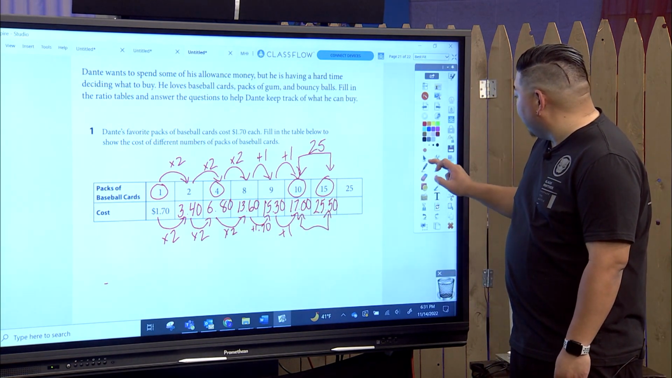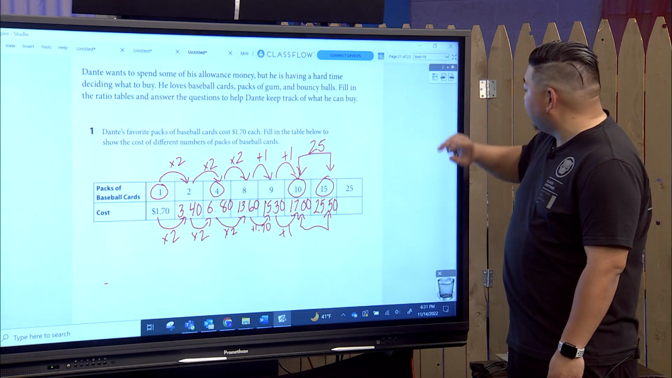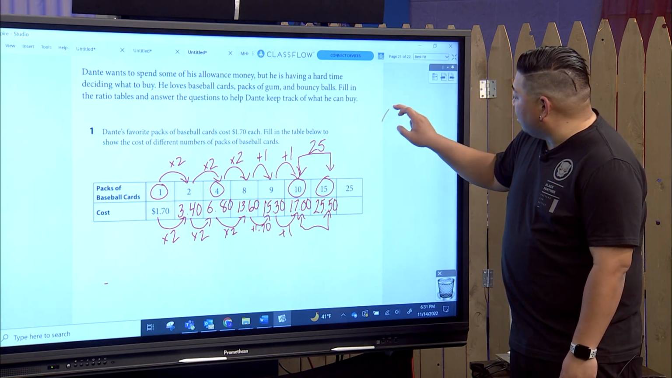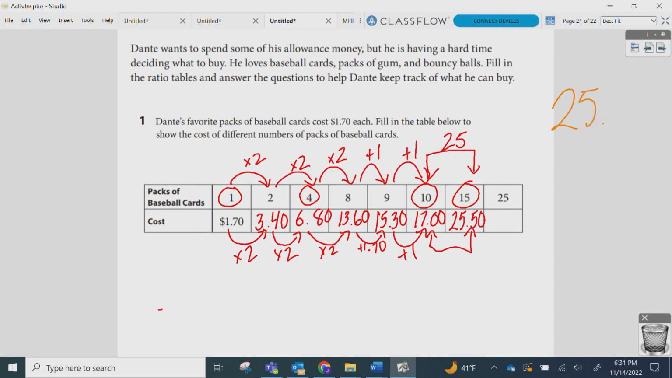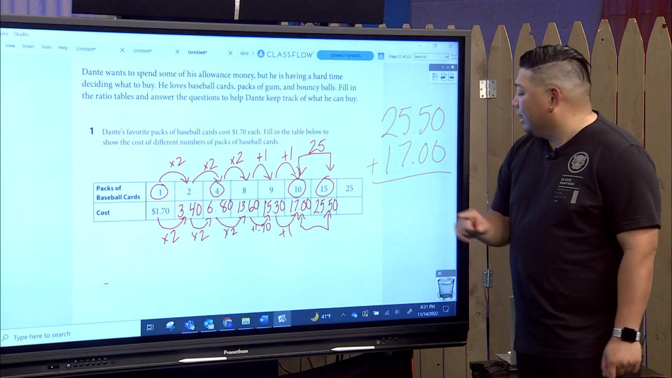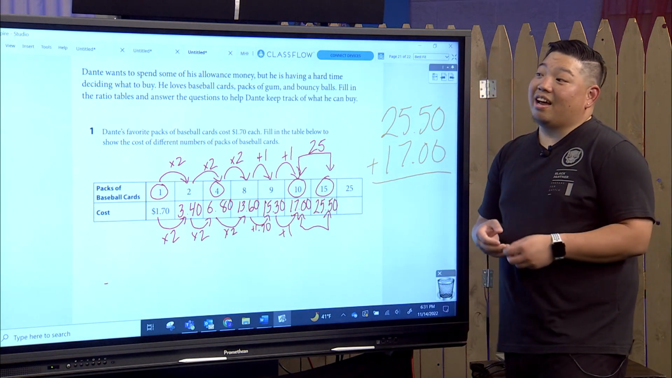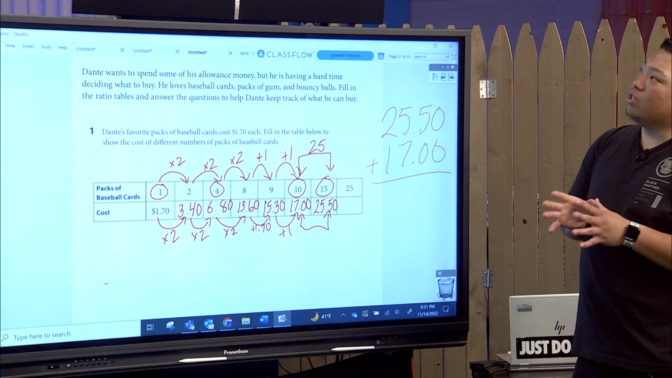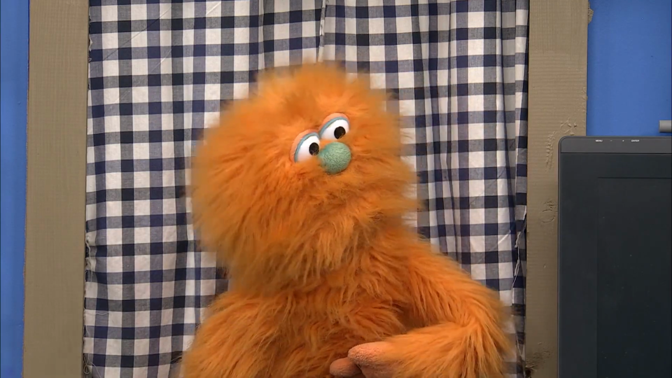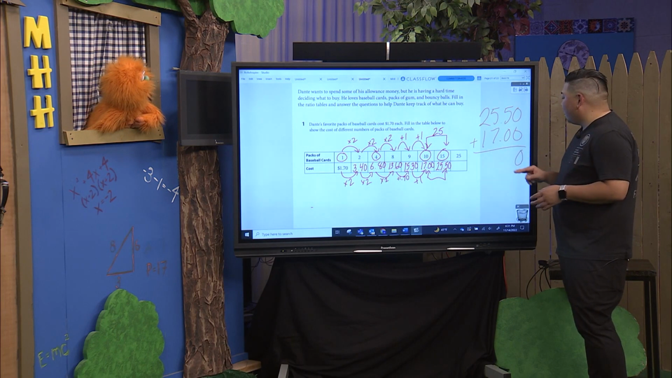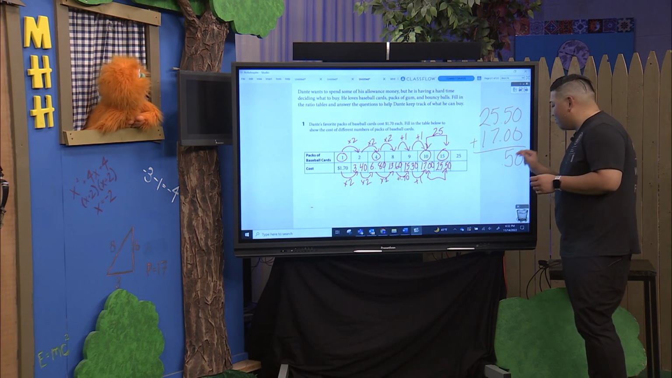And let's finish strong here. Gonna go with my favorite color of orange. I love it. And let's go $25.50 plus $17, because I know that $25.50 represents 15 packs and $17 represents 10 packs. So altogether, in order to figure out how much money 25 packs would cost, we would say 0 plus 0 is 0, 5 plus 0 is 5, right? 50 cents plus 0 cents is 50 cents.